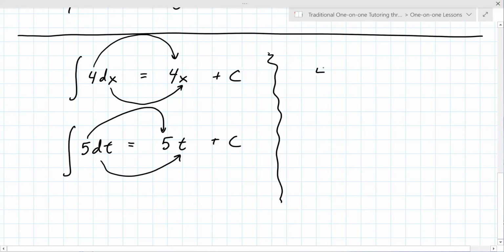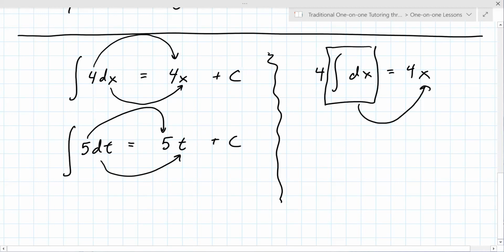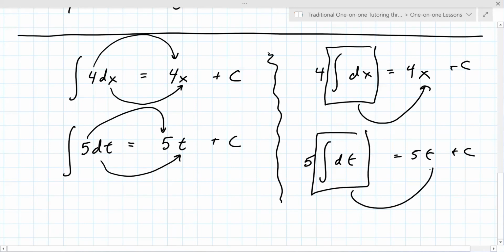Let's say I say 4 integral dx. It's still 4 times x because this right here is what produces the x. Or if I say 5 integral dt, this is 5t plus c. This part of the box is what becomes that. All right, so let me grab another question here for us to look at.